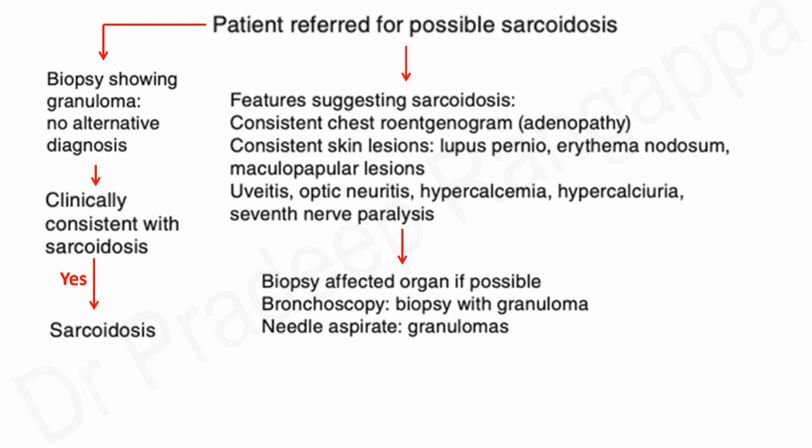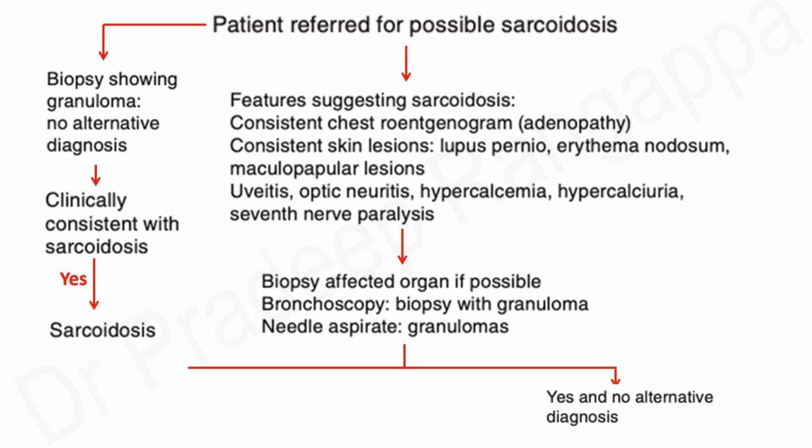And if they are there, you have to reach out for any organ, as it's mentioned, bronchoscopy or any other organ where biopsy is possible. So biopsy with granuloma or needle aspirate showing granulomas remains quintessential for establishing the diagnosis of sarcoidosis. If that biopsy shows it and there is no alternative diagnosis, you make a diagnosis of sarcoid.